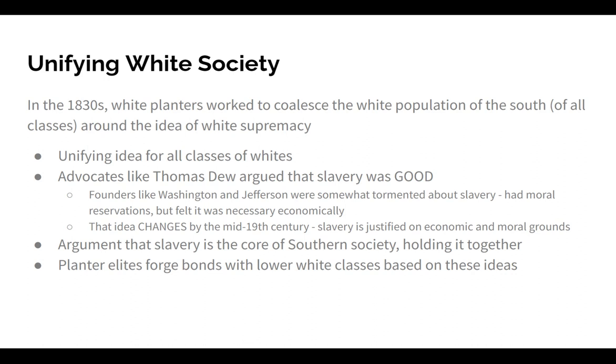And this is really going to lead us right into Unit 5, where we will begin to talk about sectional divide and ultimately the Civil War.